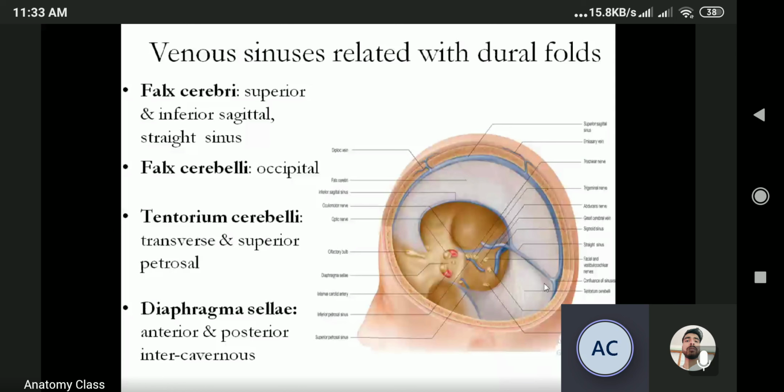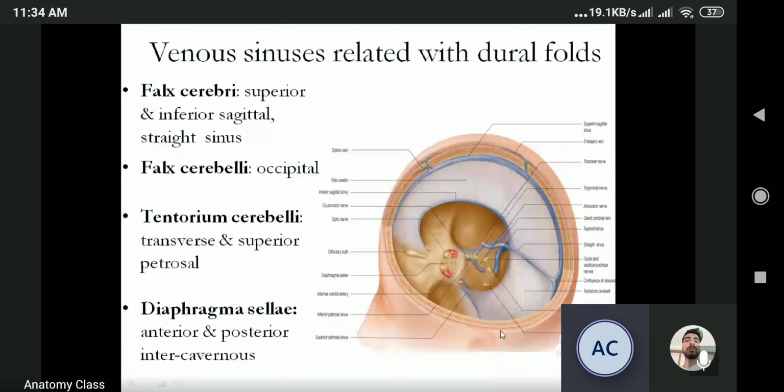Do you remember? The unpaired venous sinus, the occipital sinus, is related with the posterior attached margin of the falx cerebelli. And with the tentorium cerebelli, the transverse sinus as well as the superior petrosal sinus. Plus, we can consider the straight sinus also related with the tentorium cerebelli. Transverse sinus, superior petrosal sinus, and straight sinus are related with the tentorium cerebelli.